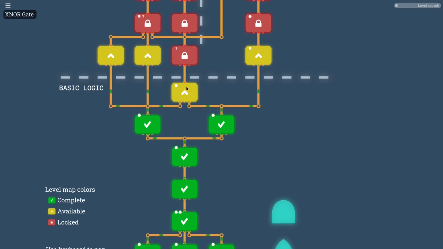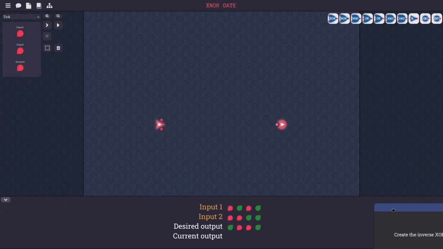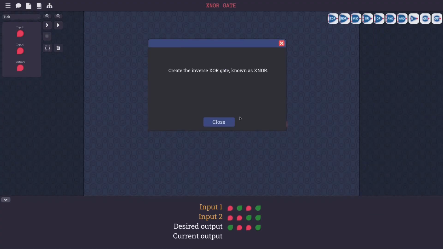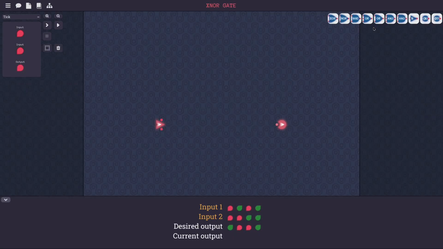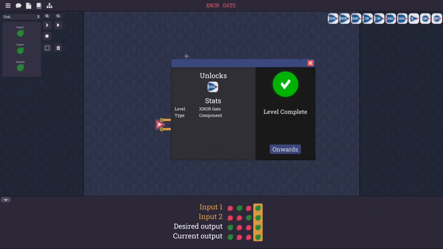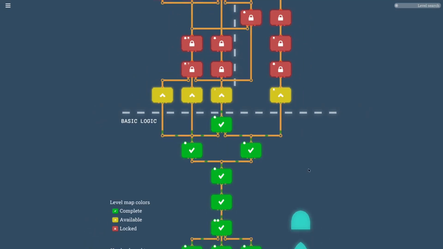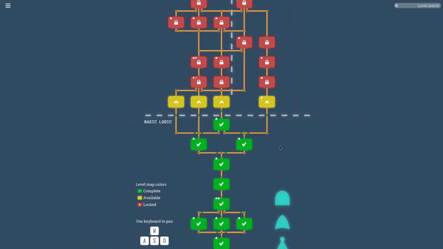And last, the XNOR. This is the inverse of the XOR, right? So if you'll notice that since this is flipped, the only thing we have to change is by inverting the output. Perfect. And that is the rest of the basic logic gates, right?